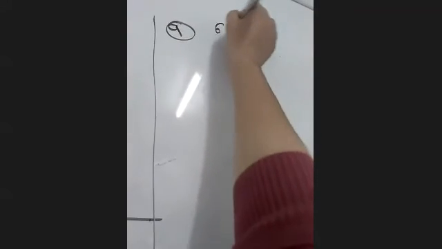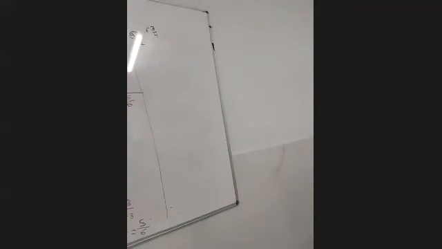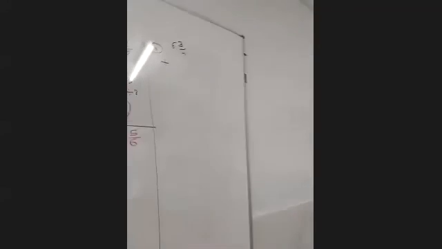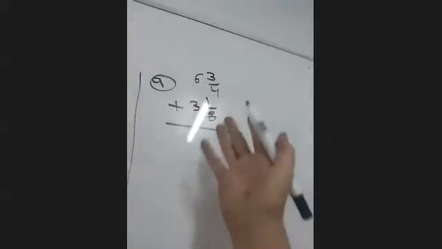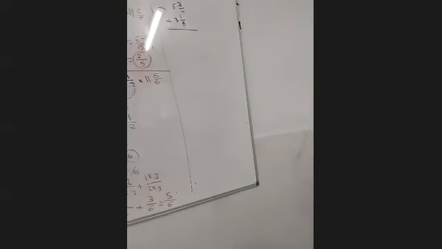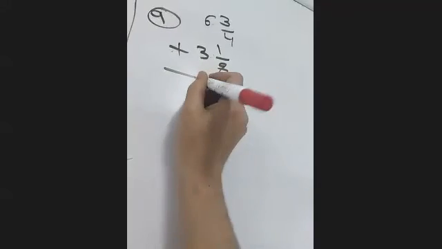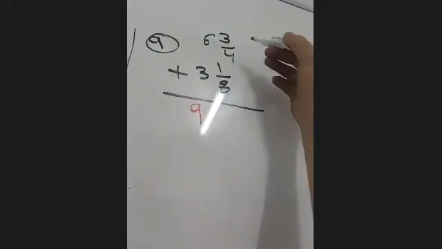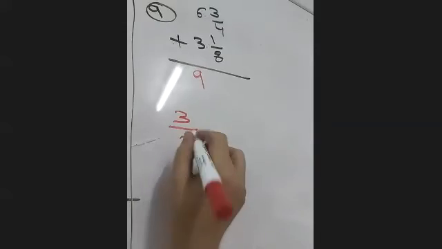6 and 3 over 4 plus 3 and 1 over 8. They put the two numbers over each other. Now we will do the same idea. First, I will add the whole numbers: 6 plus 3, I will put 9. Then I will take 3 over 4 and 1 over 8 and add them.